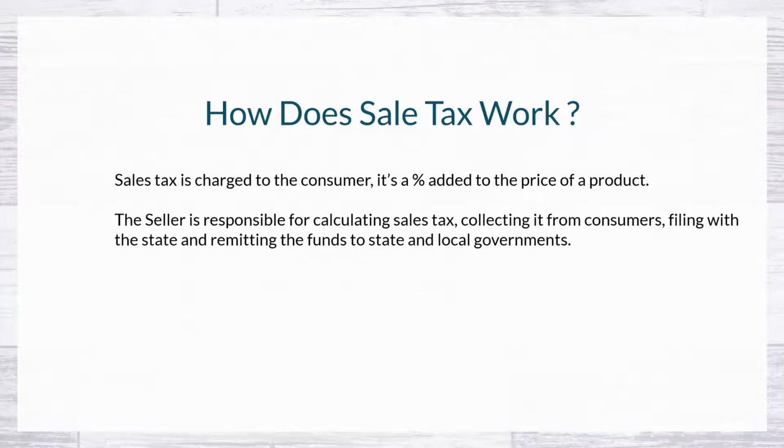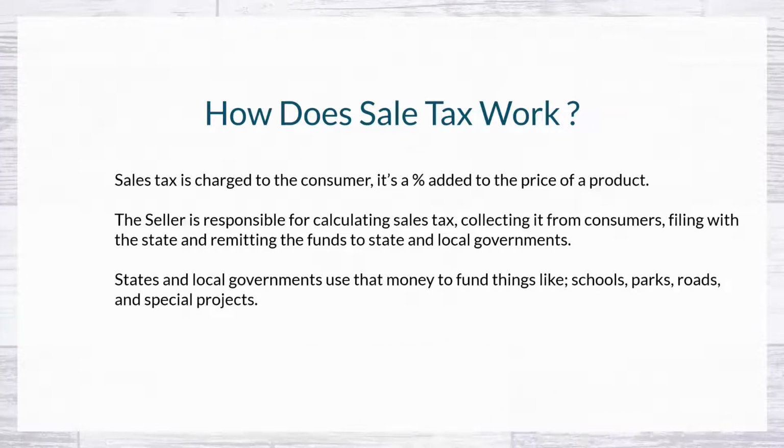The seller is responsible for calculating sales tax, collecting it from consumers, filing with the state, and remitting the funds to state and local government. States and local governments use that money to fund things like schools, parks, roads, and special projects. There's no federal sales tax. In the United States, sales tax only exists on state and local government levels.